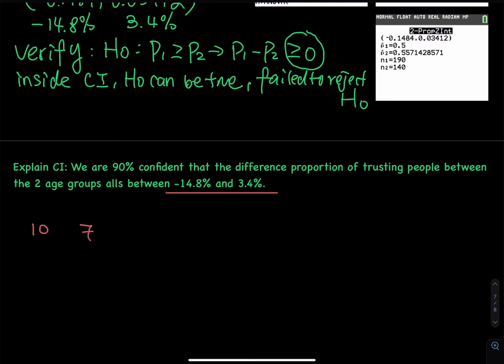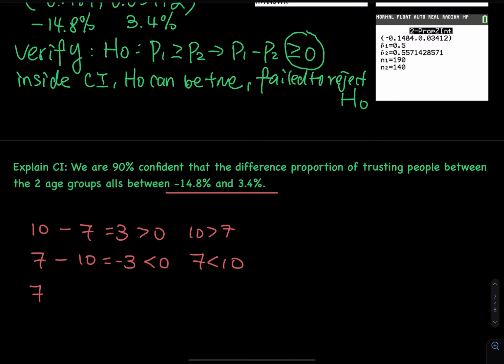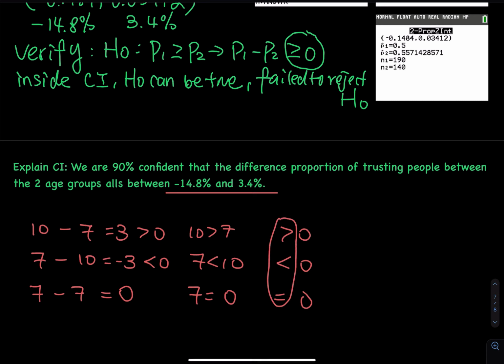Which number is bigger? You subtract them, right? 10 minus 7 is equal to 3, which is greater than 0, so I know 10 is greater than 7. If I compare 7 and 10, 7 minus 10 is negative 3, which is less than 0, so 7 is less than 10. If you compare 7 and 7, you subtract them and get 0, so 7 equals 7. That means every time you compare two numbers, the result is either greater than 0, less than 0, or equal to 0. It's either one bigger than the other, one less than the other, or they are equal.